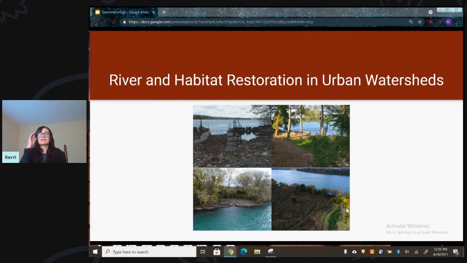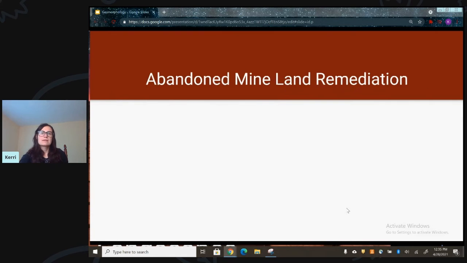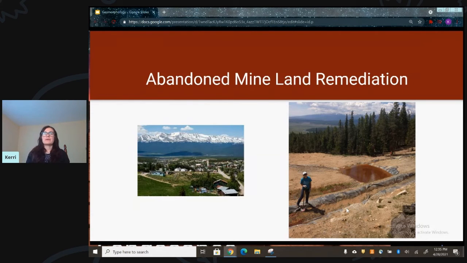So now I just want to spend a little bit of time talking about some work that I've done throughout my career. I've done river and habitat restoration in urban watersheds in Buffalo, New York, where I grew up. I've also worked on remediating abandoned mine lands with a watershed group in Leadville, Colorado.